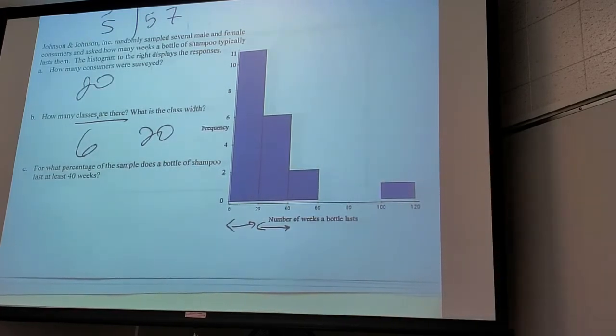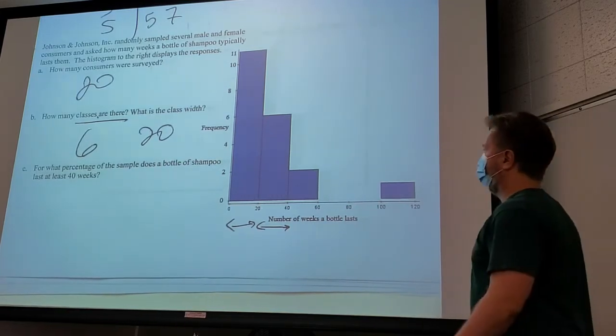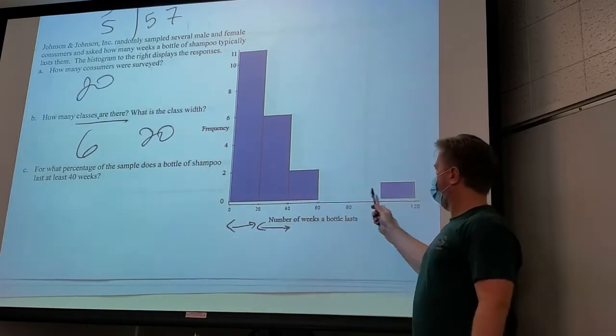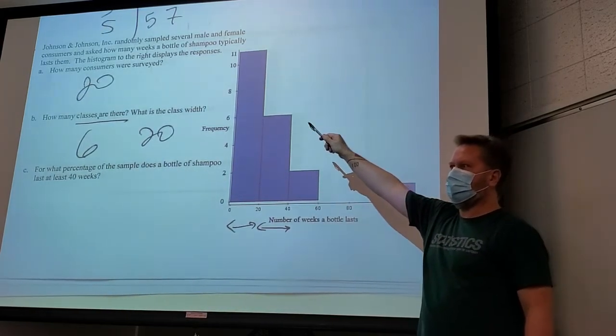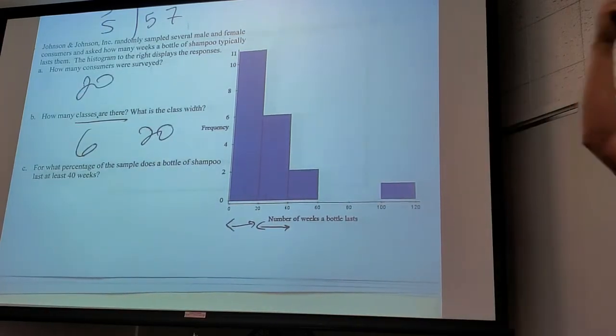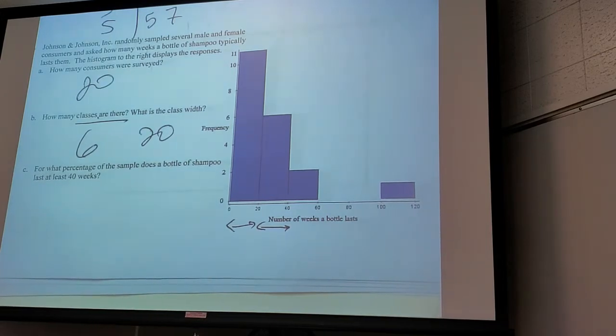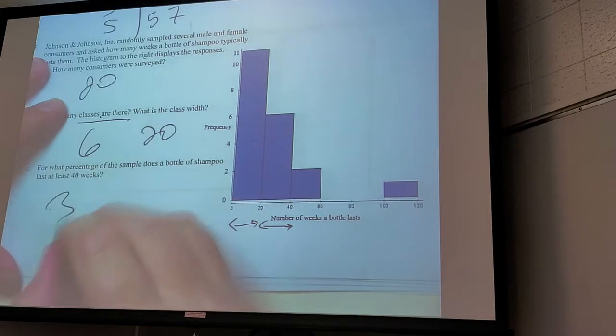Would it be 40%? Well, let's see. 2, 3 total. Out of how many people? 20. 3 out of 20. It's 15. Yeah, exactly. Multiply by 5, you get 15 out of 100. 15%.